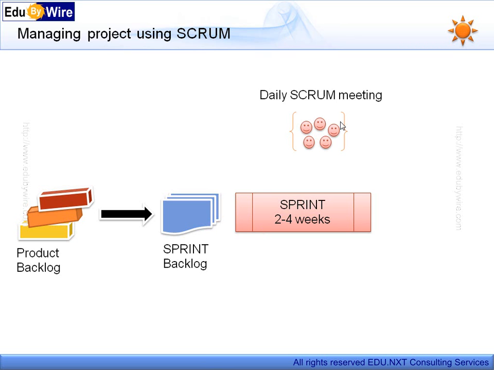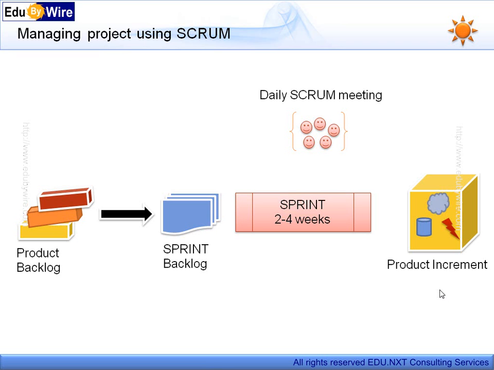During the sprint, every day a daily Scrum meeting is conducted by all team members. It is only progress tracking and not problem-solving meeting. At the end of the sprint, a potentially shippable product increment, which can be used by the customer, is delivered. Thus, at the end of every sprint, some value is delivered.